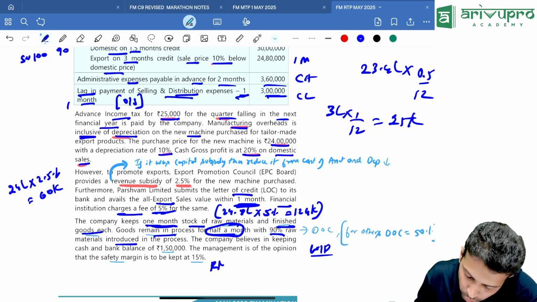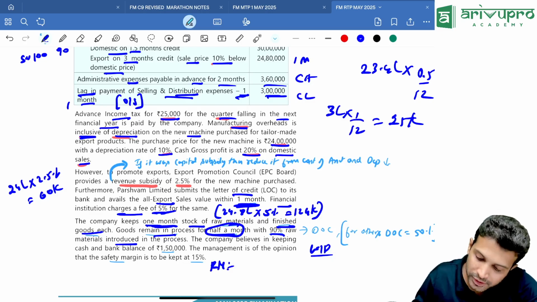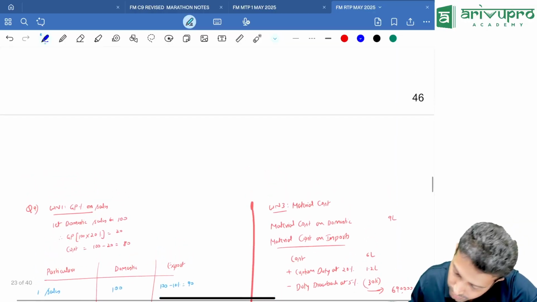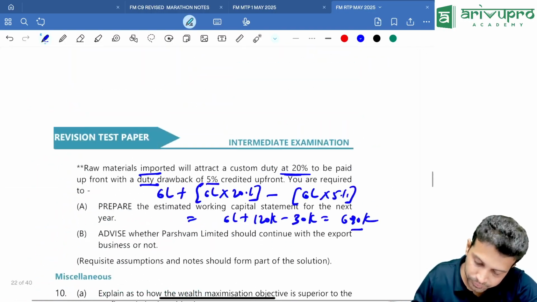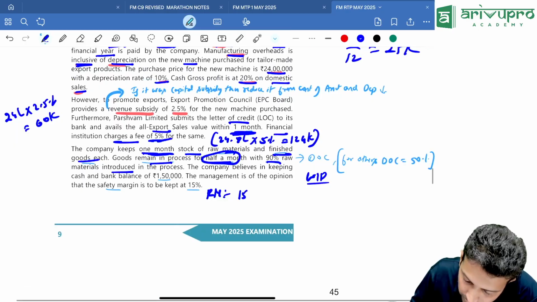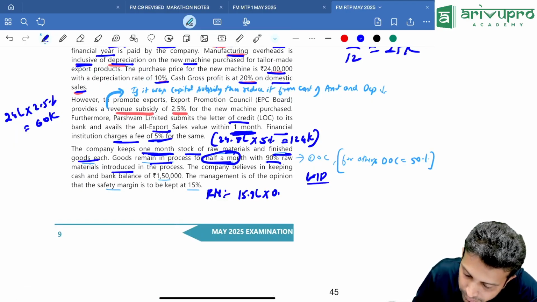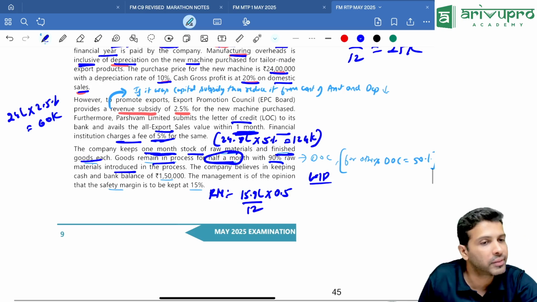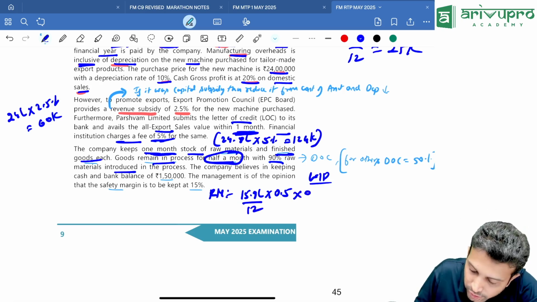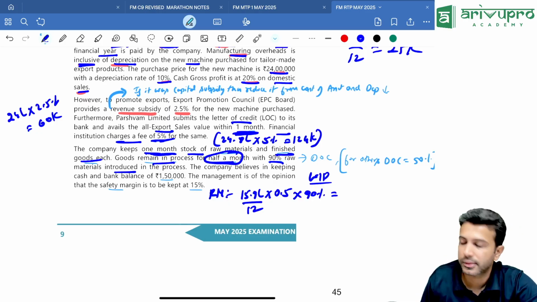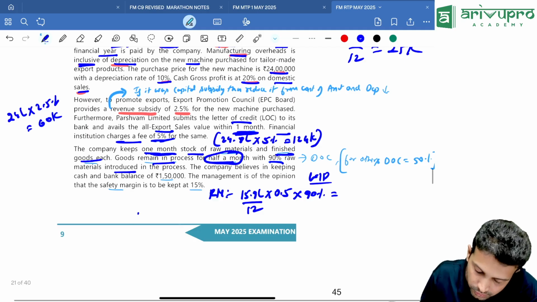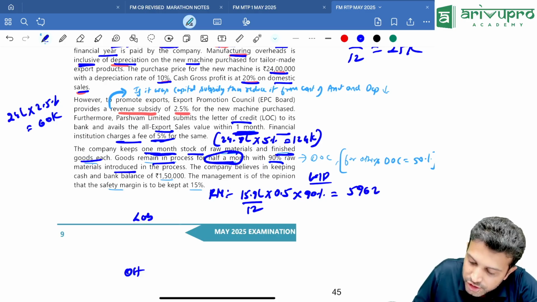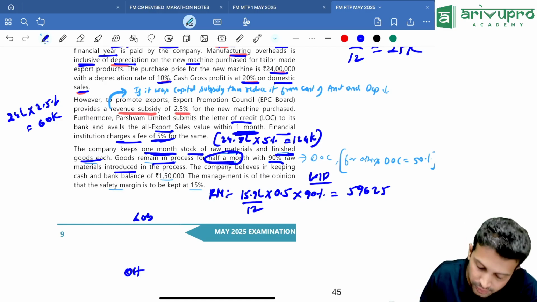So now let's calculate WIP. First we'll take raw material consumed. How much is raw material consumed, sir? We already have it here somewhere. We wrote. How much is raw material consumed? 15 lakh 90,000. So how do you calculate? We'll take raw material consumed into WIP holding period, which is 0.5. This 15 lakh 90,000 is for 1 day or whole year? Divided by 12 into WIP holding period into DOC. What is DOC? 90%. Calculate. 59,625. That's it. Or even labor cost.